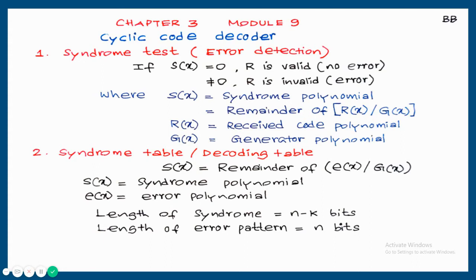Length of syndrome is equal to n minus k bits. Length of error pattern is equal to n bits. Here the degree of G of x is n minus k. So when you are doing a division, the remainder degree is always at most n minus k minus 1. If it is n minus k minus 1, the number of bits is n minus k. So that is why the length of syndrome is n minus k bits. If those n minus k bits are all zeros, the code is going to be accepted. Otherwise, it is going to be corrected before accepting the code.